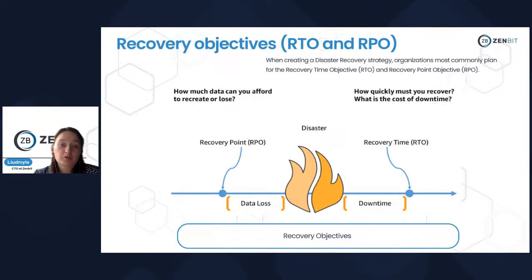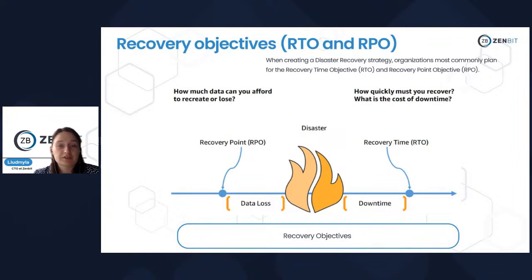And recovery point objective, which you see as RPO on the image, is the maximum acceptable amount of time since the last data recovery point. This objective determines what is considered an acceptable loss of data between the last recovery point and the interruption of service, and is defined by the organization.